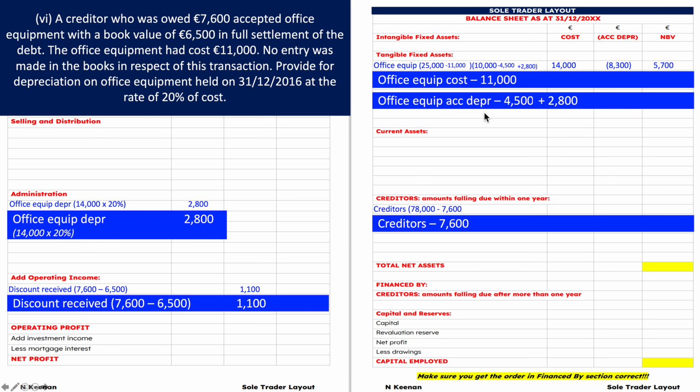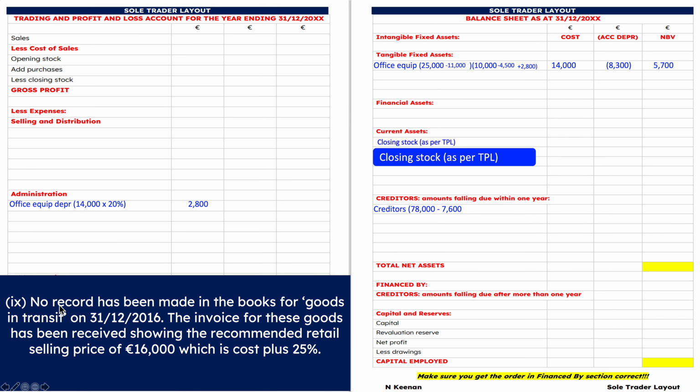Now, next, we say that no record has been made in the books for goods in transit on the 31st of the 12th, 2016. The invoice for these goods had been received showing the recommended retail selling price of 16,000, which is cost plus 25%. So we have our closing stock here and in our current assets.